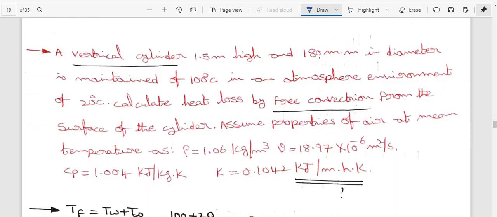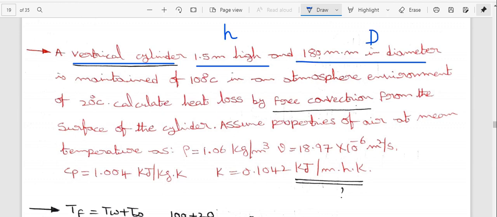A vertical cylinder 1.5 meters height, that is the H value, and diameter is equal to 180 mm. The vertical cylinder wall is maintained at 100 degrees, so T_w is equal to 100, in an atmospheric environment of 20 degrees. That means the atmospheric environment is T infinity. Calculate the heat loss by free convection. So the condition is mentioned: free convection. Calculate the heat loss, that is the Q value, from the surface of the cylinder.